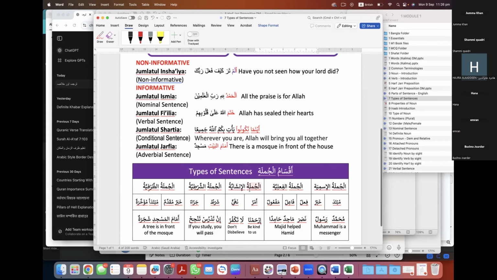MashaAllah. Now, next information for you. What Ustads have gone through, just to make it easy for you: all the types which you have gone through, Jumlatul Ismiya, Jumlatul Fi'liya, Jumlatul Shartiya, Jumlatul Zarfiya, they are all under which type of sentence?